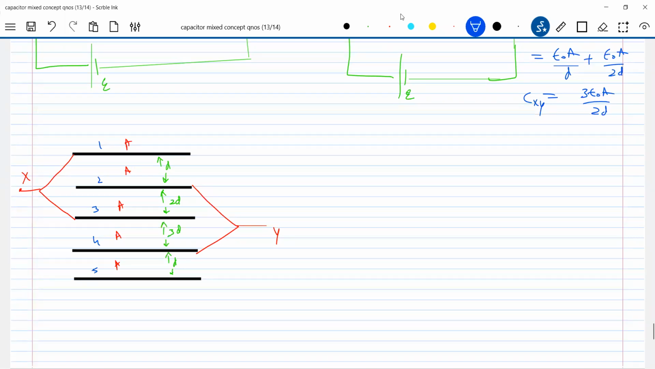It will take around 40 minutes or 1 hour. Don't take the risk of that. Use just logical analysis like this. So this is X, so there's a terminal from X to plate 1, 1 to 2, and 2 is connected to Y.